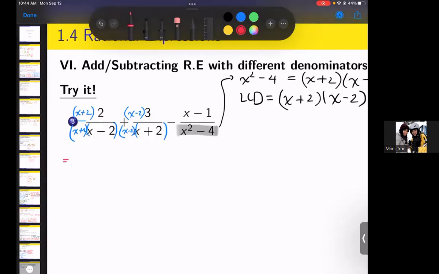All right, so for the first fraction, I'm going to distribute the 2. So distribute the 2 in there. So I have 2x plus 4. Distribute the 3. So I have plus 3x minus 6.